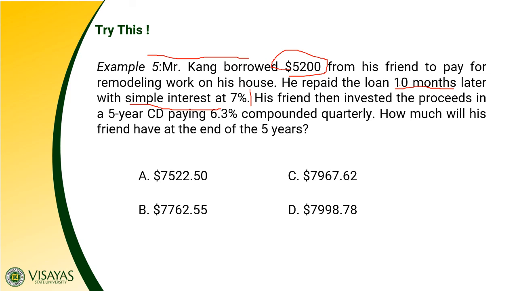And after that, kapag nakuha mo na yung future value ni Mr. Kang, lahat-lahat kasi yung $5,200 plus yung interest na nabayaran ni Mr. Kang at 7% after 10 months, lahat ininvest ng friend niya, lahat ng proceeds, lahat yun in a 5-year CD paying 6.3% pero compounded quarterly na siya. Okay? And that is the question. How much will his friend have at the end of 5 years? So, bali, 2 process. At least ma-practice nyo yung dalawa in one question, yung simple at saka yung compound interest.